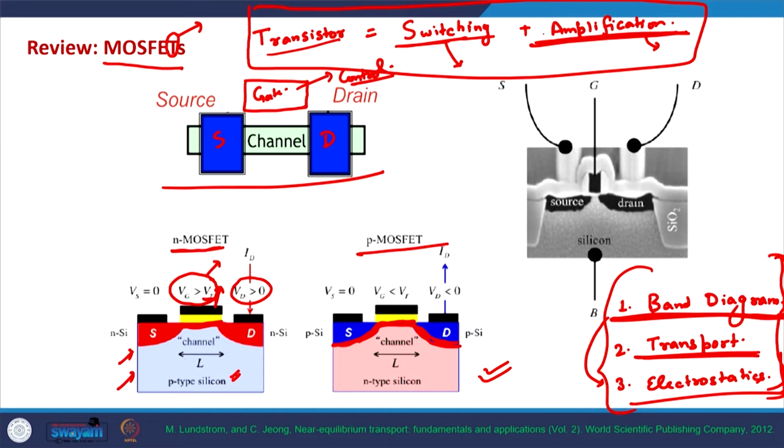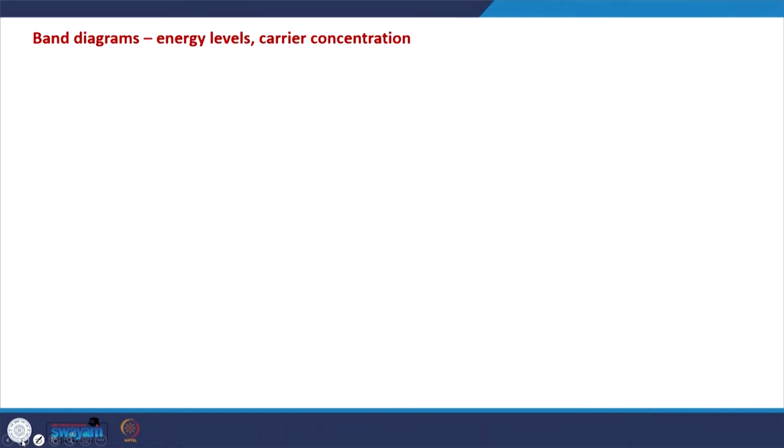But how are these devices able to achieve amplification? That's what we will see very qualitatively now, and then we will try to understand the band diagrams and other properties of the material. So let me try to explain in a very qualitative way how amplification is achieved in any transistor, and especially in the MOSFETs.